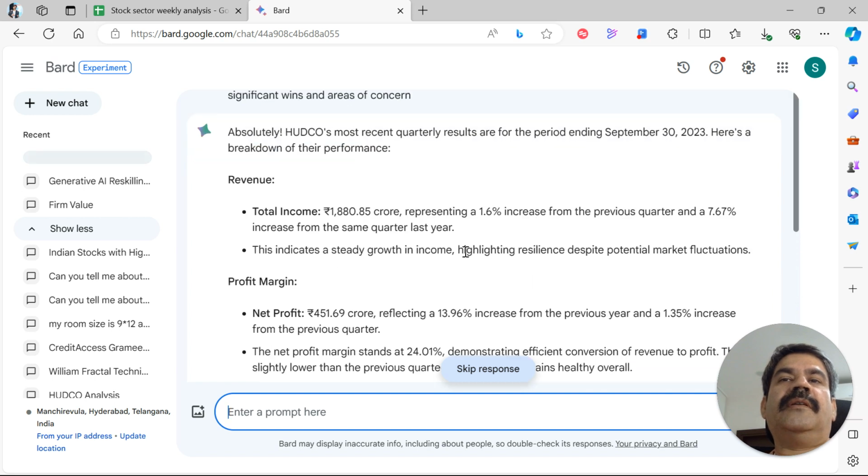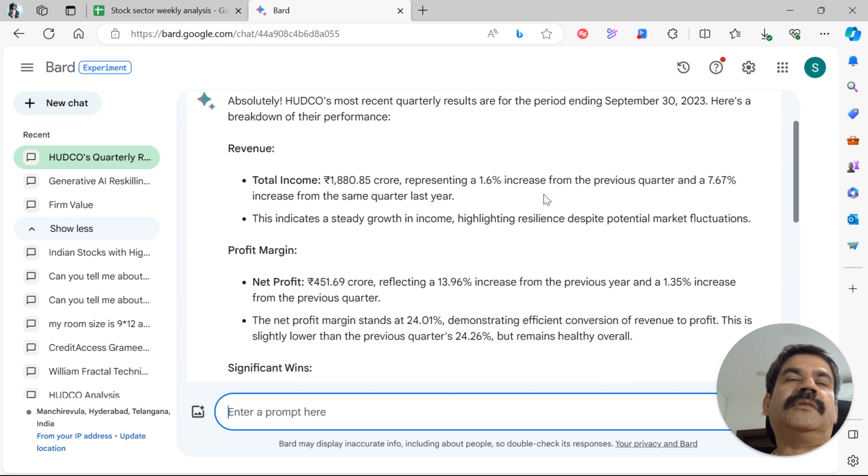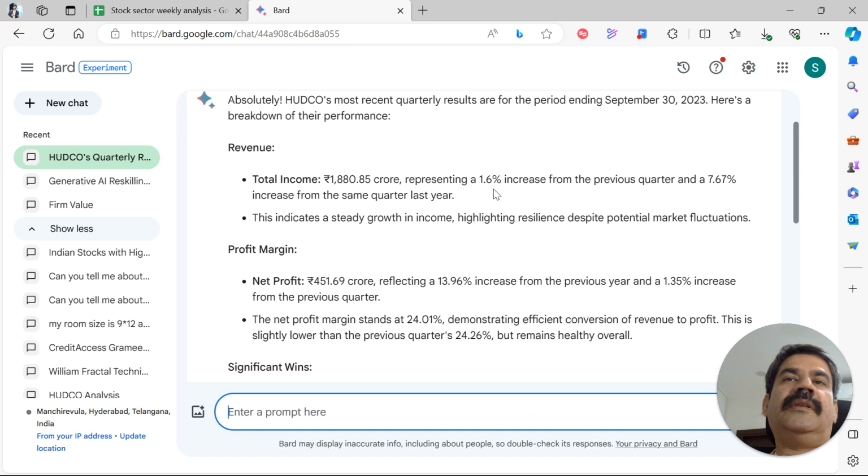So it brings in the response, and as you can see it is bringing in the quarterly results for the period ending September 30th. That's the previous quarter. Now it's pretty good actually, the way it has interpreted numbers.